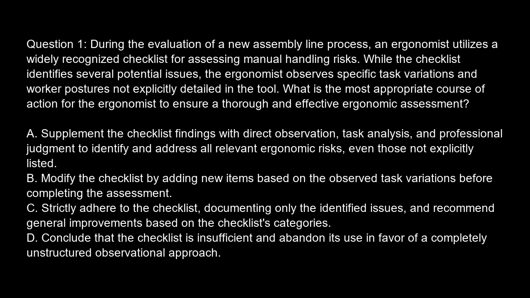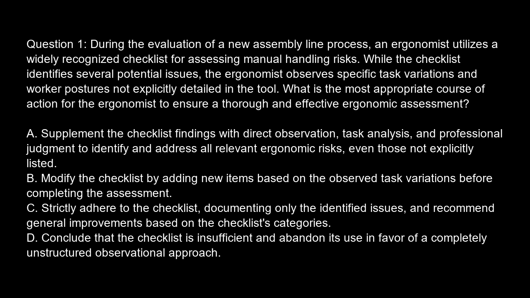Question 1. During the evaluation of a new assembly line process, an ergonomist utilizes a widely recognized checklist for assessing manual handling risks. While the checklist identifies several potential issues, the ergonomist observes specific task variations and worker postures not explicitly detailed in the tool. What is the most appropriate course of action for the ergonomist to ensure a thorough and effective ergonomic assessment?